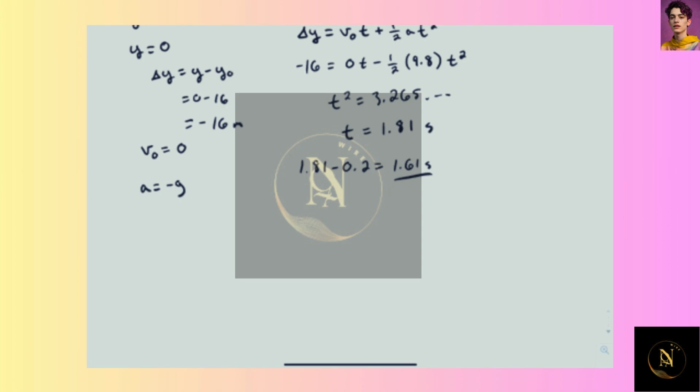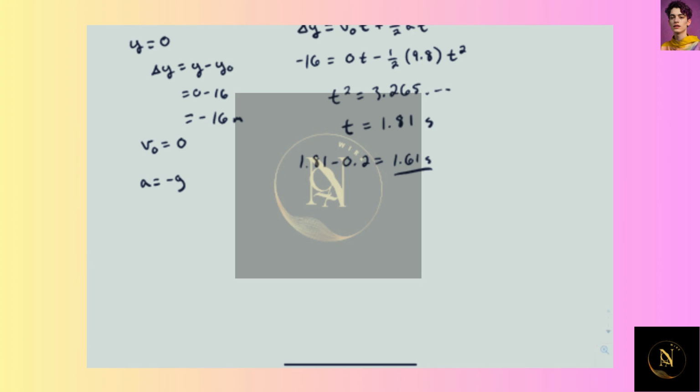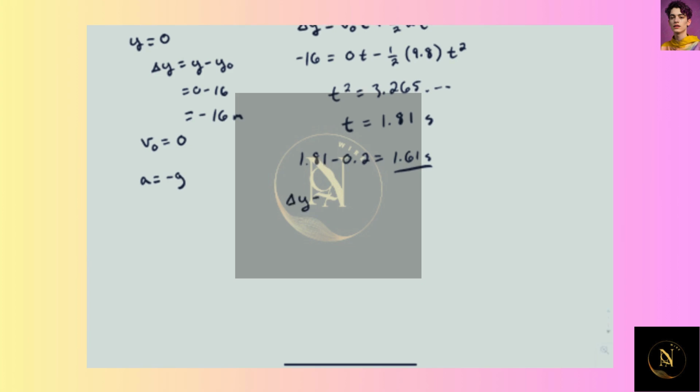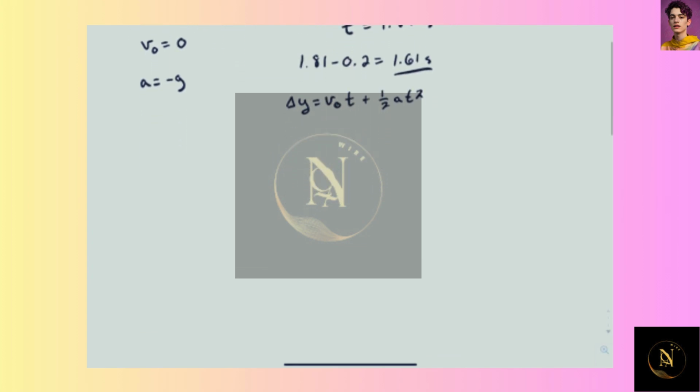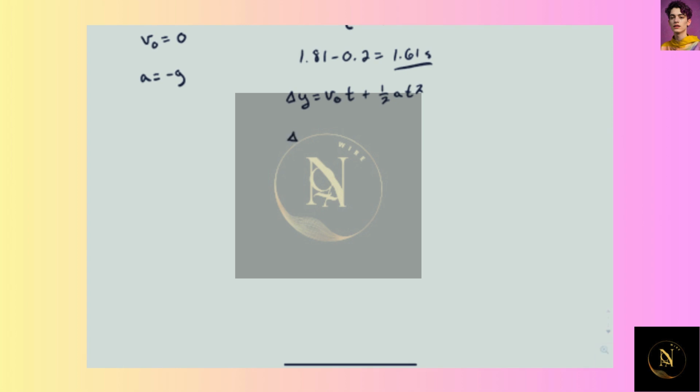So we can plug this time back into our initial equation. So delta y, this one, and a t squared, and plug in the time, and now in this case we're solving for delta y. So we want to know delta y is 0 times 1.61, that goes away of course, and we have minus 1/2 times 9.8 times this time 1.61 seconds squared. And this gives us a delta y of minus 12.7 meters.